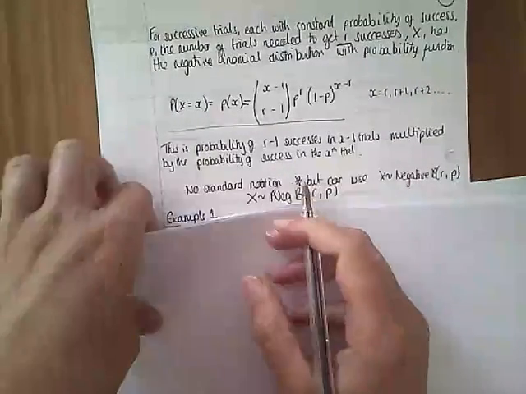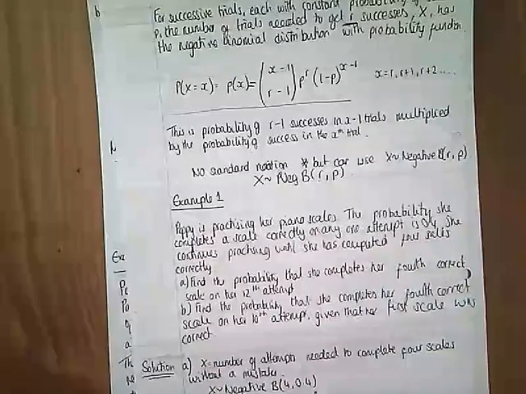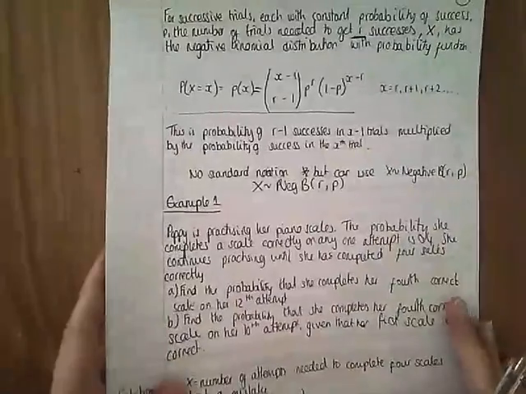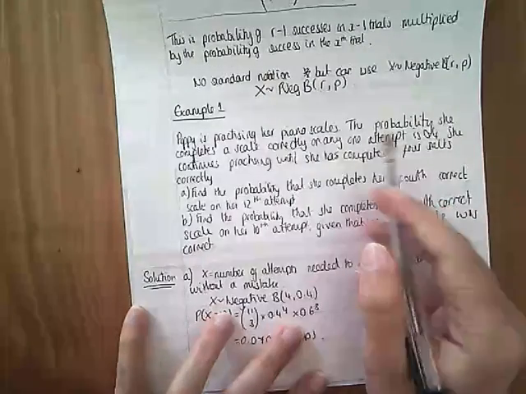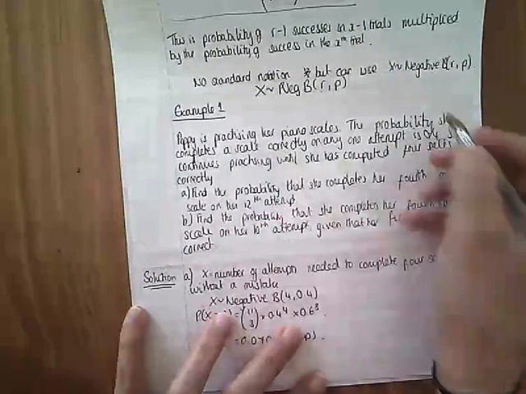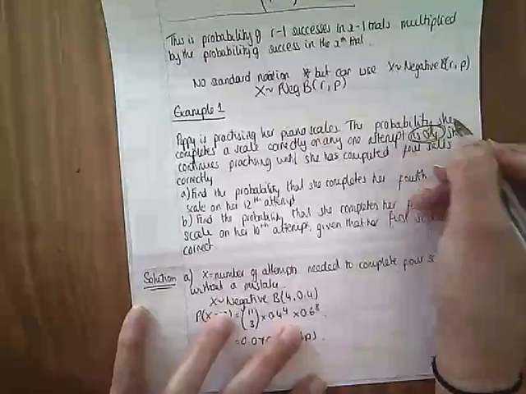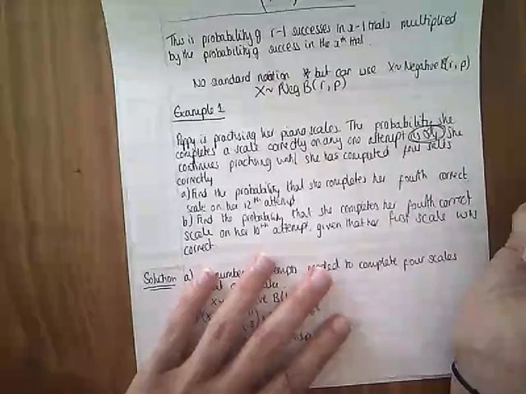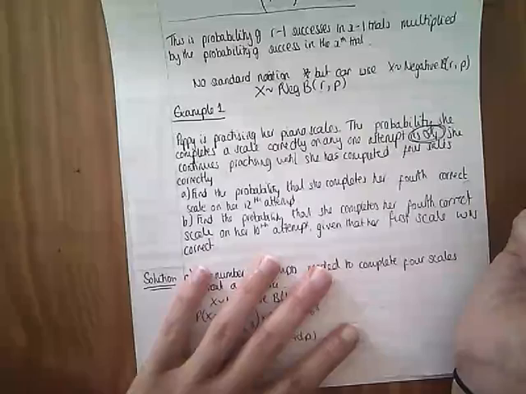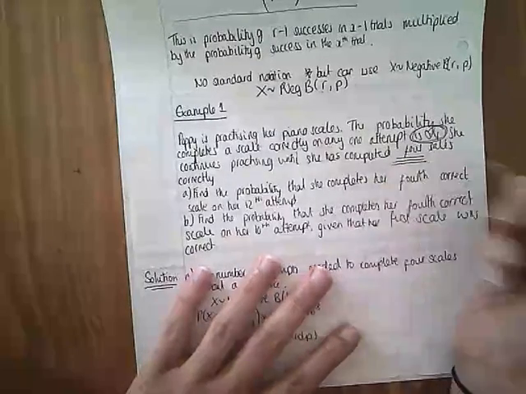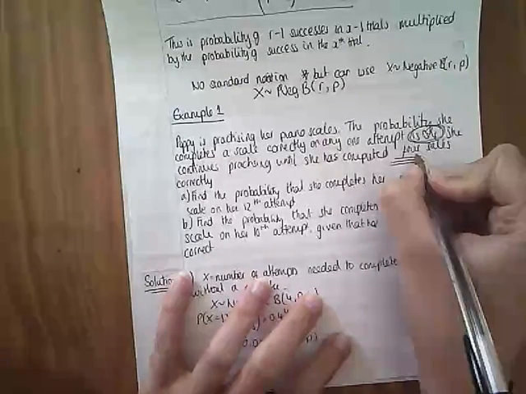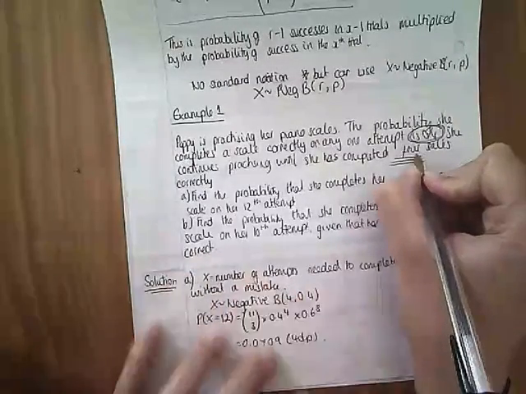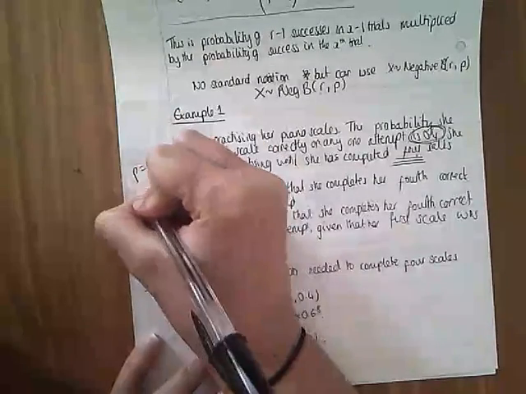Okay, we're going to do a little example then. Try not to panic about this if it's a bit confusing, just try and roll with it and hopefully we'll get there. Okay, so Poppy is practicing her piano scales. The probability that she completes a scale correctly is 0.4. Okay, so what that tells us is that p is 0.4. She continues practicing until she has completed 4 scales correctly. That means R is 4. That is the number of successes that we would like. Okay, R is 4. So here we've got p is 0.4, R is 4.